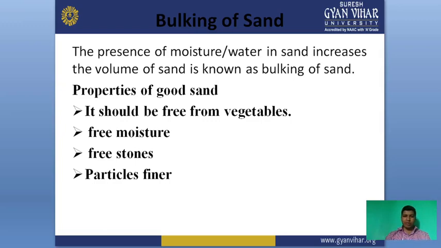The good properties of sand are that it should be free from vegetation like grass, etc. It should be free from moisture, free from stones and other fine particles. These are the properties of a good sand, which is usually preferred in mortar for the plastering process.